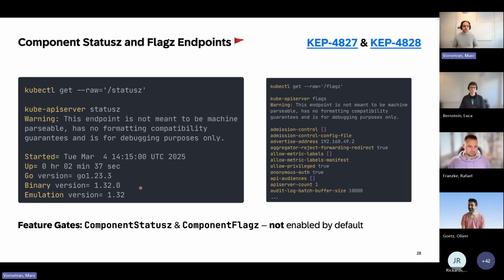Another improvement, which is probably most useful for debugging purposes, is if you enable the feature gates for the ComponentStatusz and ComponentFlagz feature gates, you get on the core components, for example the API server, these new endpoints that you can reach, which clearly tell you that they're meant for debugging purposes, and hence they are not ideally machine readable, but they allow you to get, as you can see here, different information about the pod running. For example, when it was started, which Go version it uses, or the various flags being set for the component.